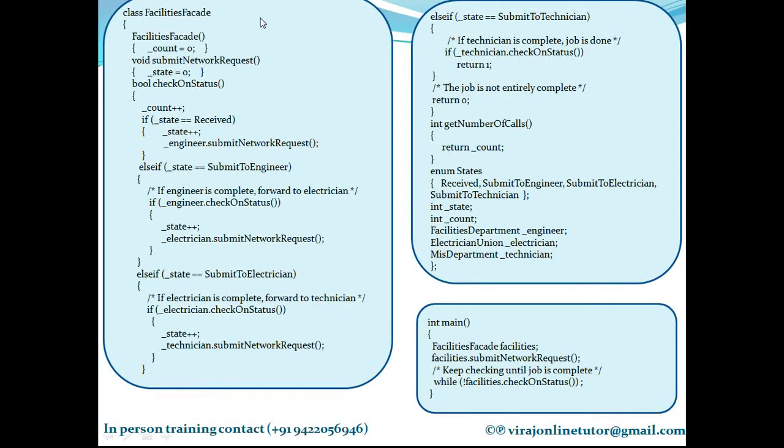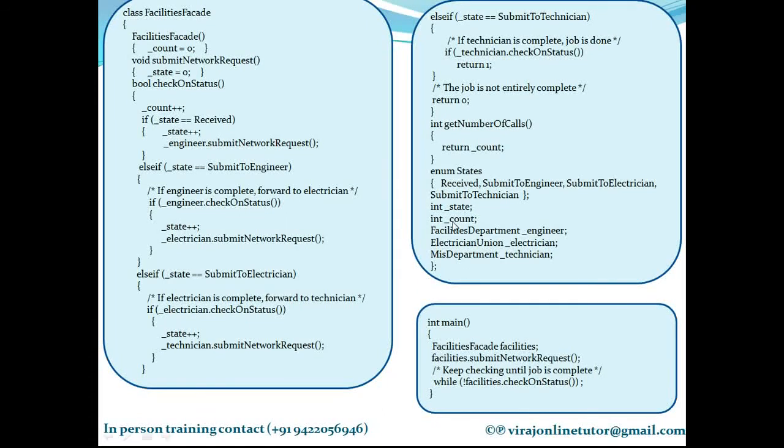So this is the facilities facade of my class. See how fascinating it is. It's a very interesting example here. So I have a facilities facade here, which is reducing the complexity of my interface, and internally it talks to different subsystem classes, and it makes my life really simple. See how. I have a facilities facade. As soon as that object is created, it gets initialized. Then see the very simple interface, submit network request. If someone submits the network request, I am setting state to 0.